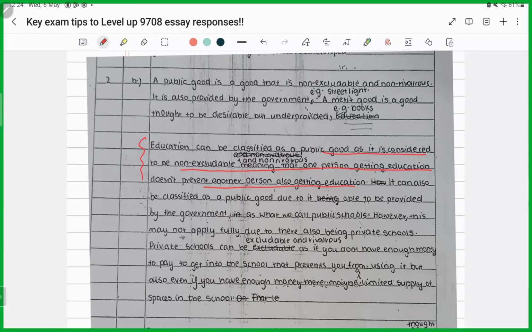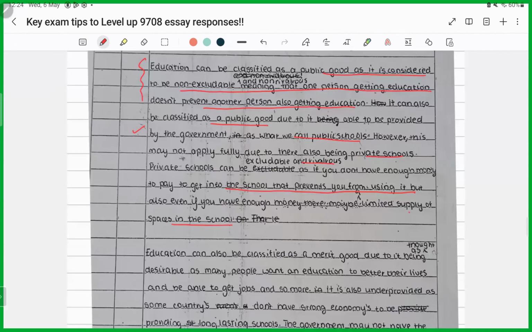It can also be classified as a public good due to being provided by the government, what we call public schools. However, this may not apply fully because there are also private schools. Private schools can be excludable and rivalrous. If you don't have money to go to the school, that prevents you from using it, but also if you have enough money, there is a limited supply of spaces in the school.